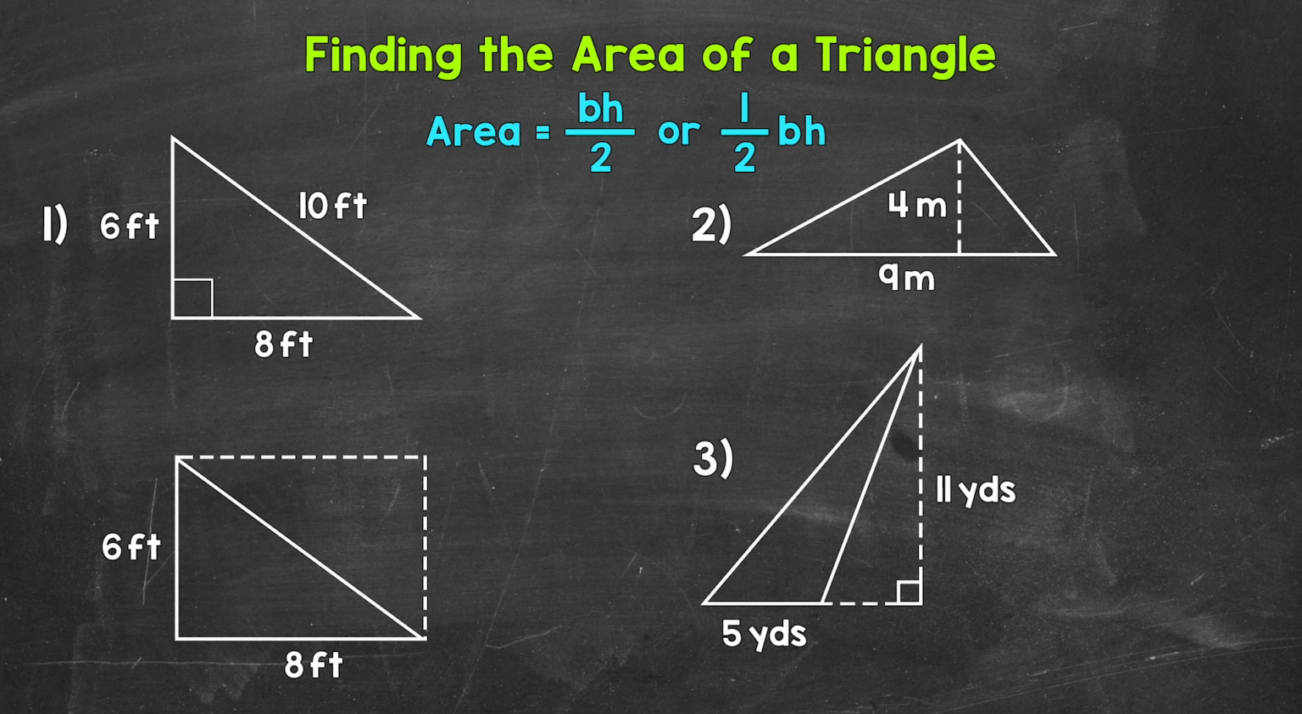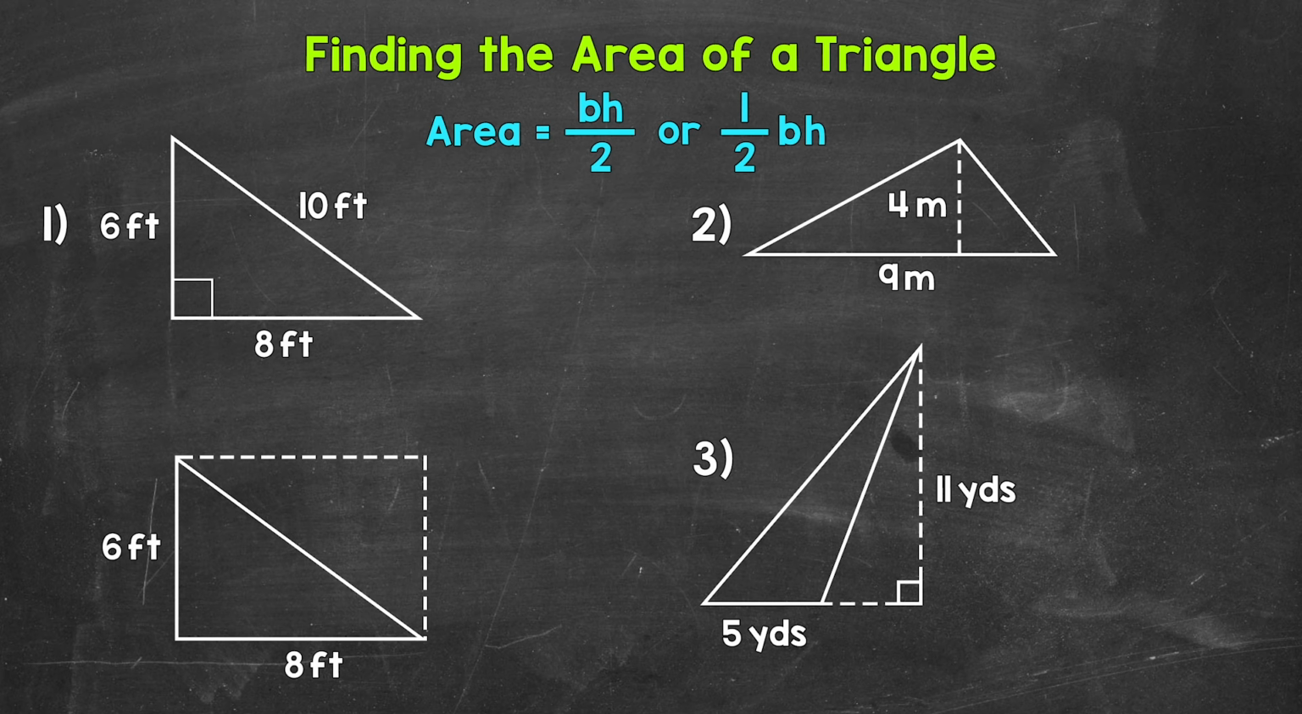Think about it. If we want to take half of something, we can either divide by 2 or multiply by 1/2. We will talk about why taking half of something relates to the area of a triangle in a little bit. Now for this video, I'm going to use the formula base times height divided by 2. But again, either formula will work and they both mean the same thing. We are taking half of the base times the height.